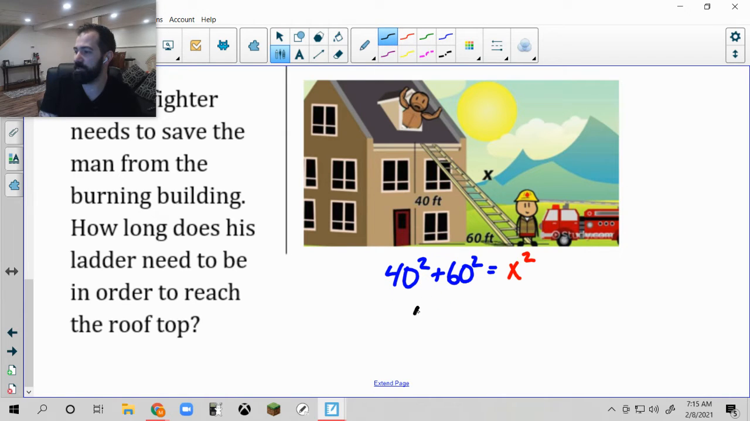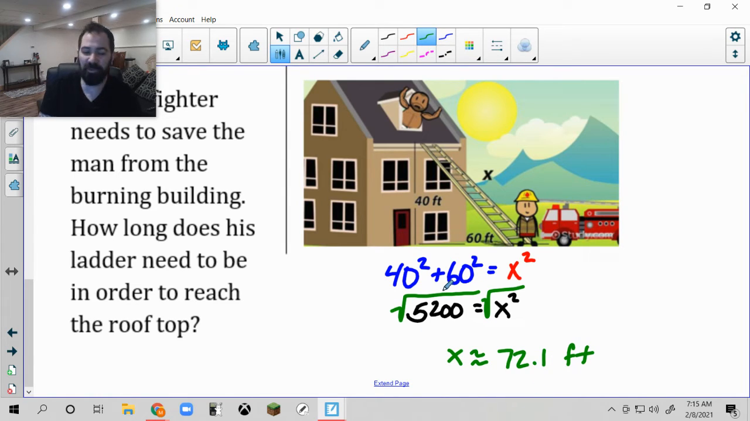We know that 40 squared plus 60 squared is 5,200, and that should equal x squared. And again, we take our square roots. X is approximately 72.1 feet, or the square root of 5,200 to be exact.